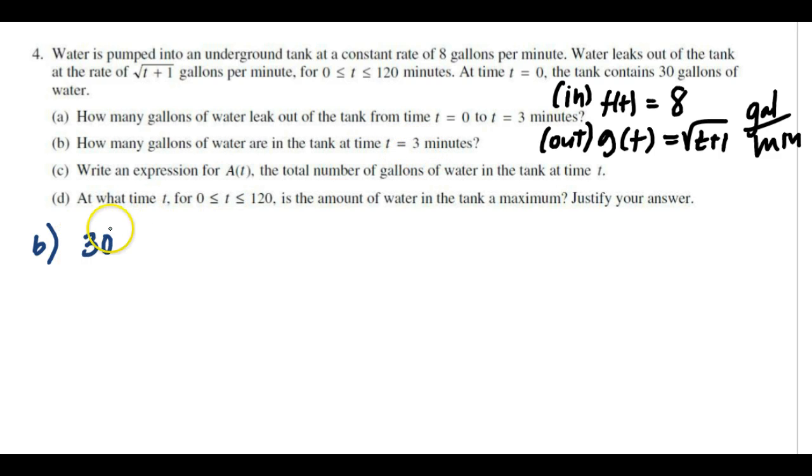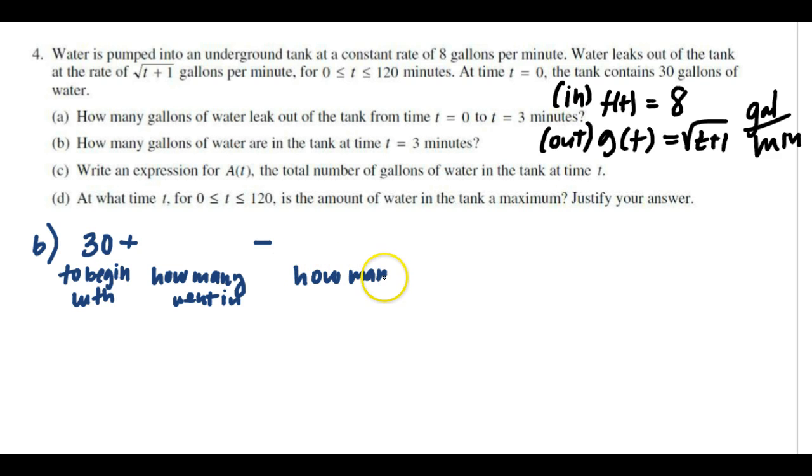So how many we had to begin with, 30, and then I need to add how many entered the tank between 0 and 3 minutes, and then I'm going to need to subtract how many leaked out of the tank during the first 3 minutes. So just to write ourselves some notes, I mean, we wouldn't have to write this on the AP exam. So to begin with, and then how many went in, and then how many gallons went out or leaked out. That's ultimately the setup that we're going to need to figure out.